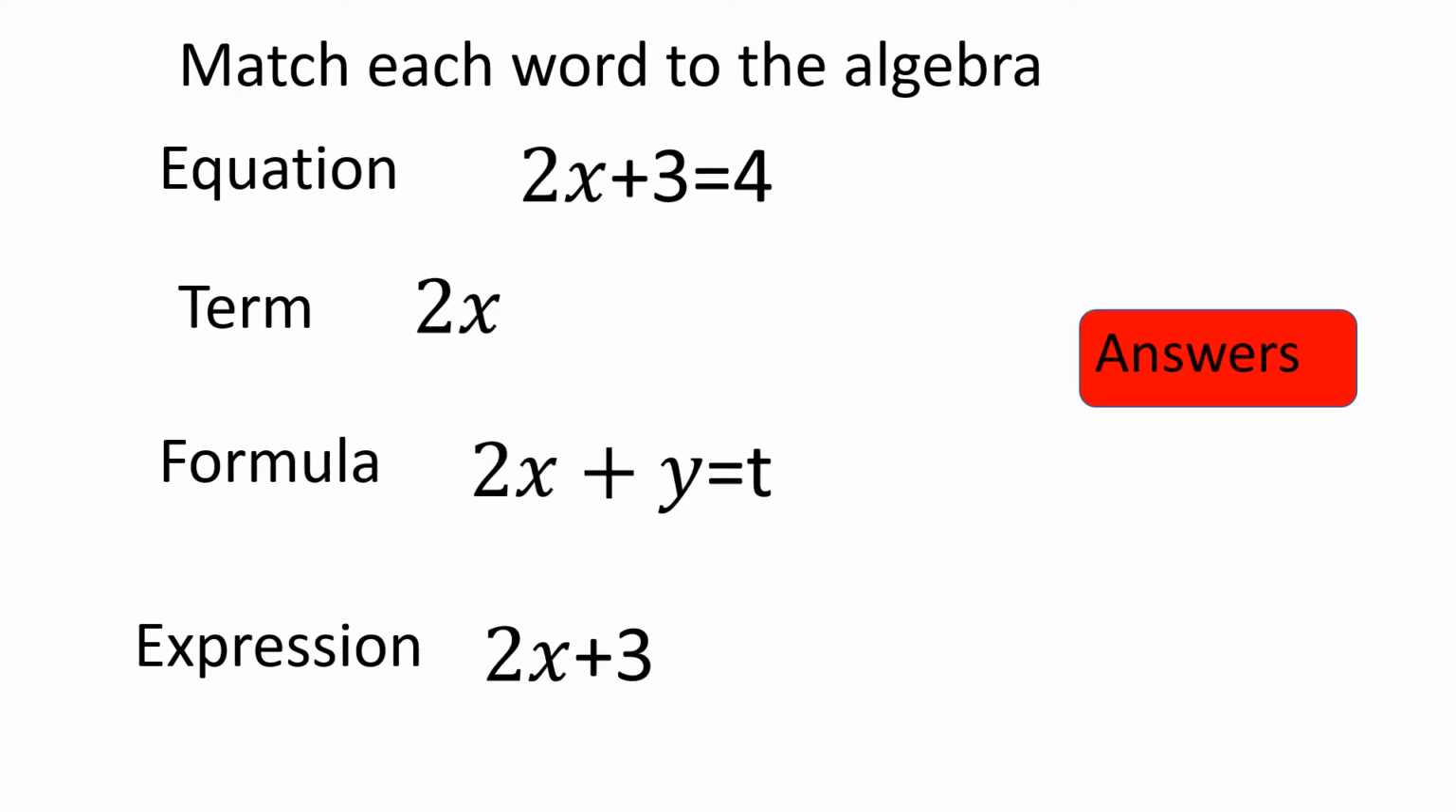And here are the answers. So remember, an equation has got an equal sign and generally one unknown that you can solve. So for example, here we've got 2x plus 3 equals 4. So we can solve for x. A term is a collection of numbers and letters, or letters joined by a multiplication sign. And then an expression is a collection of different terms.